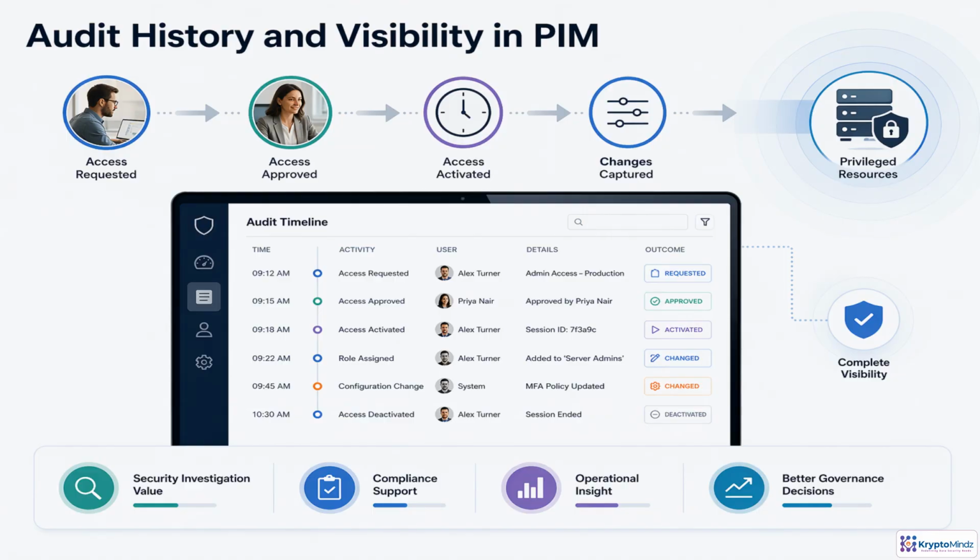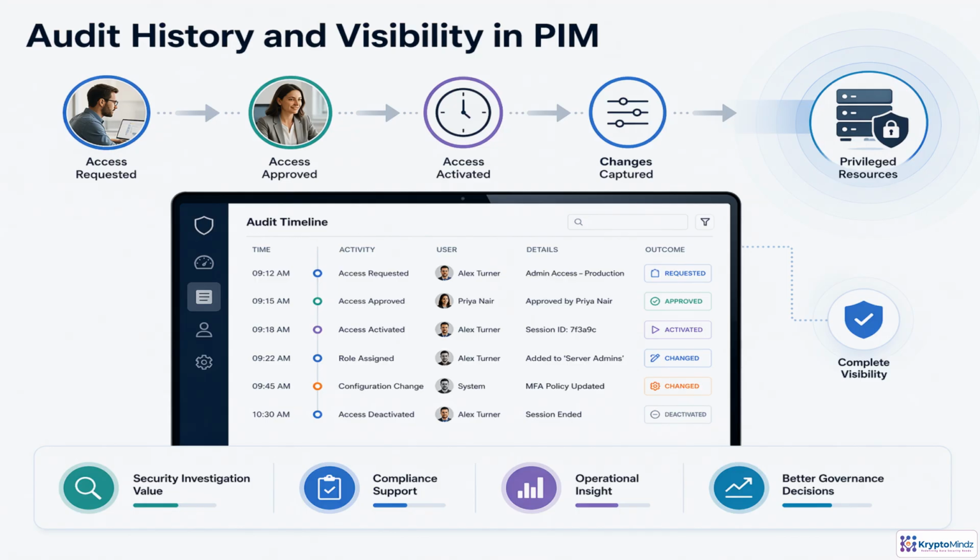PIM is not only about granting privileged access, it also creates a defensible record of what happened. Each request, approval, activation, role change, denial, and deactivation becomes part of the audit trail. That matters when a security team needs to reconstruct an incident. Who had access, when they had it, who approved it, and why.